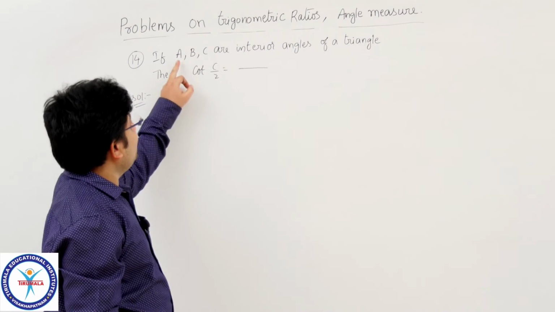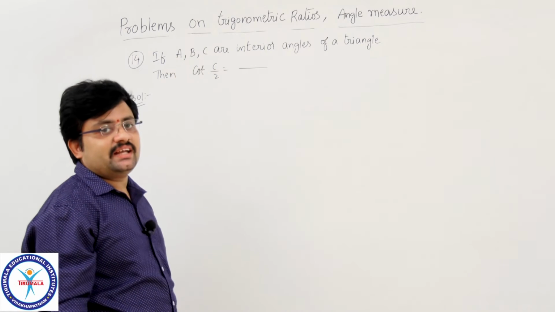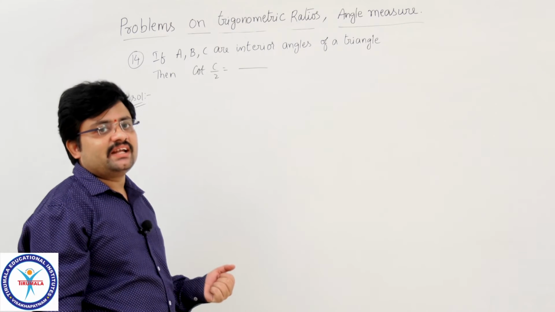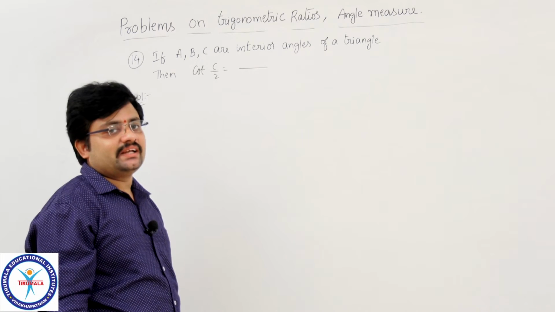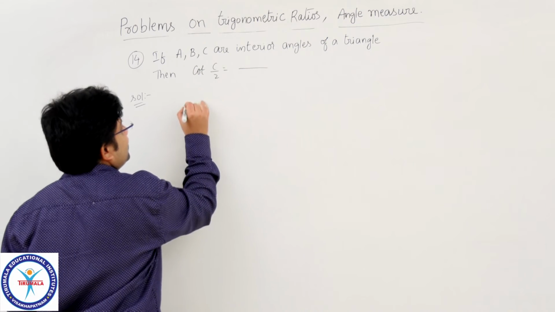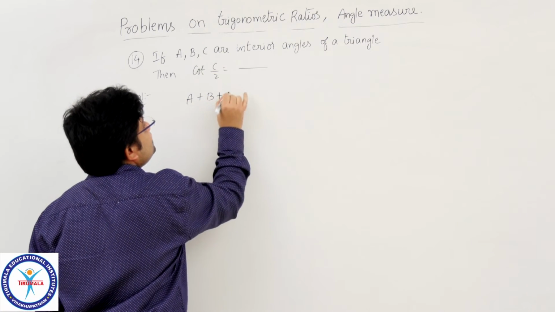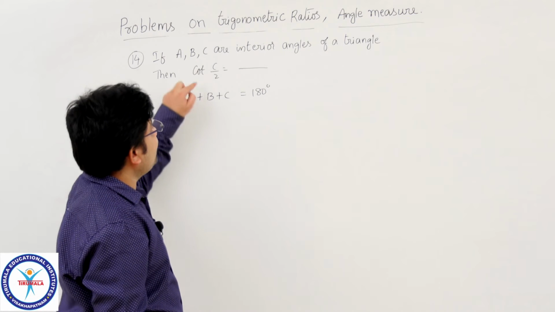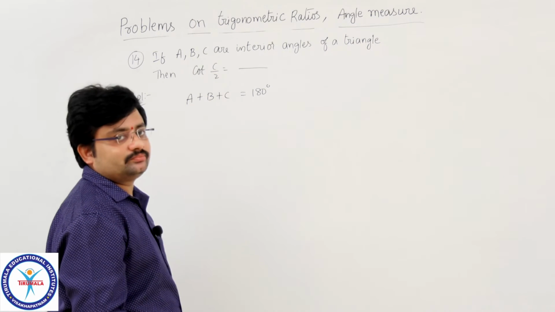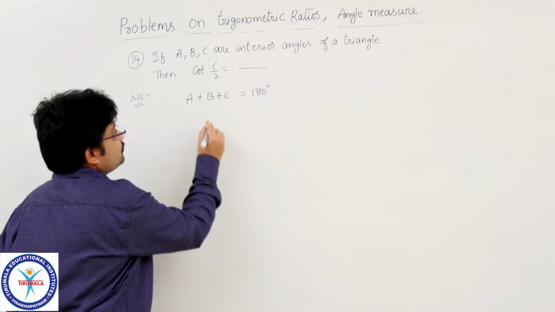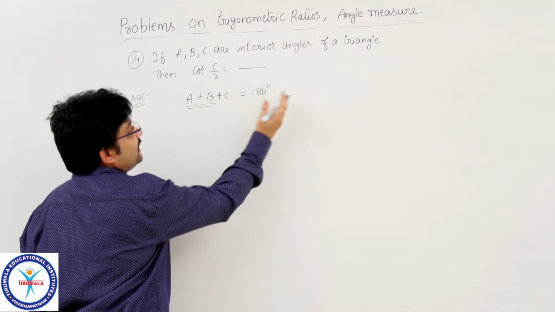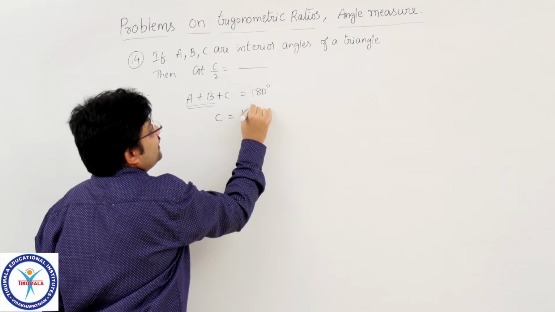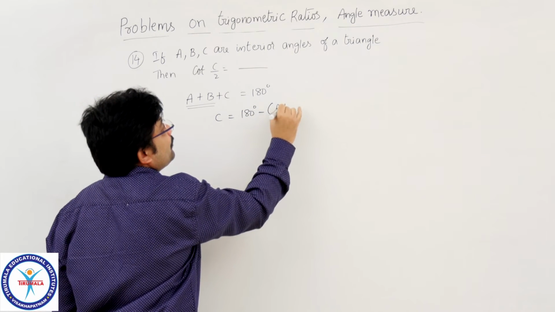Here A, B, C are interior angles of a triangle. Then the sum of the interior angles of a triangle is equal to 180 degrees. That means A plus B plus C is equal to 180 degrees. We need to find the value of cot C by 2. So, here I am transposing A plus B to the right hand side. Then it becomes C is equal to 180 degrees minus of A plus B.